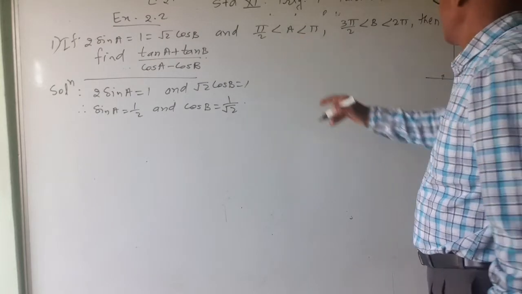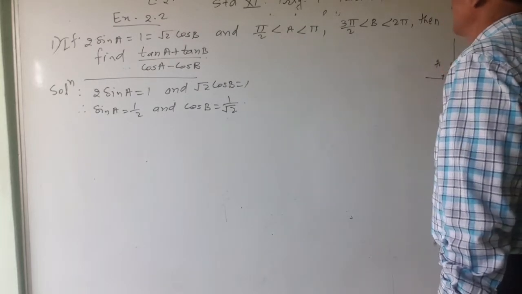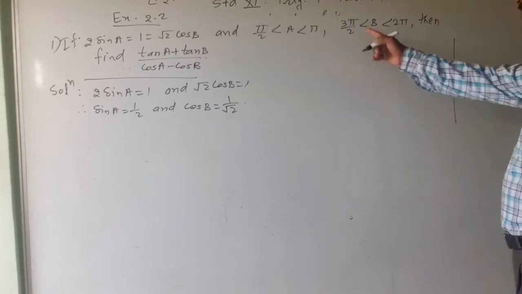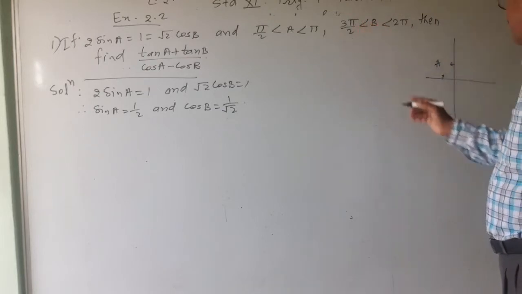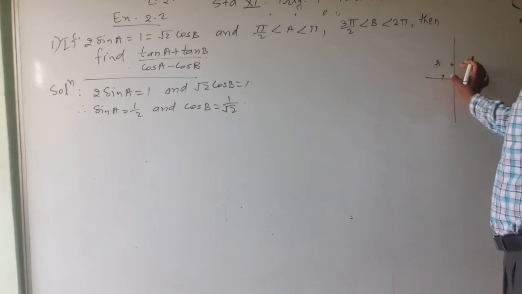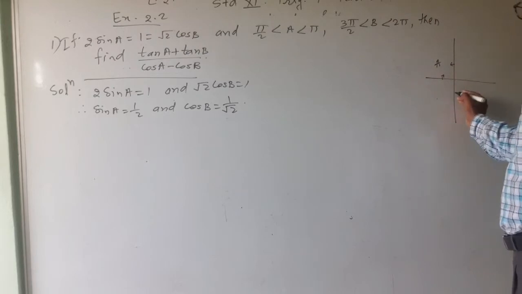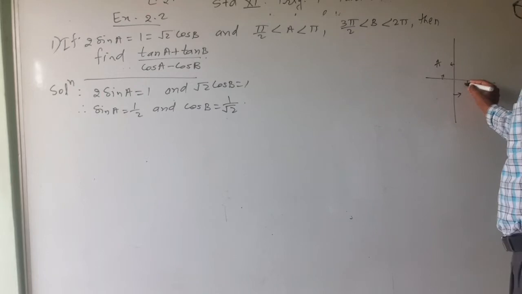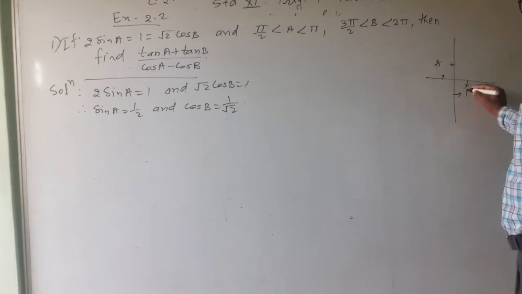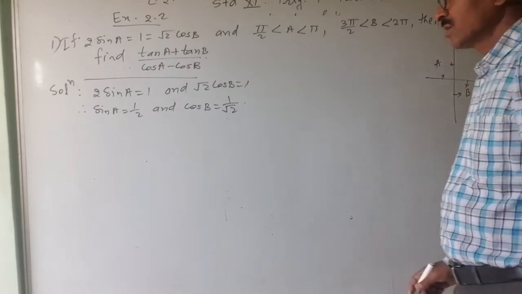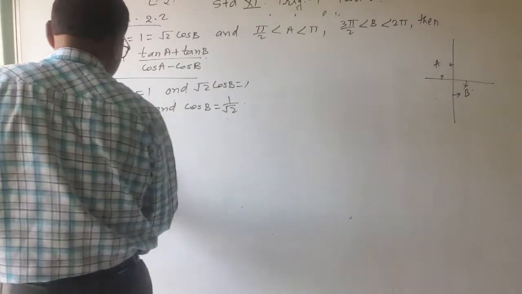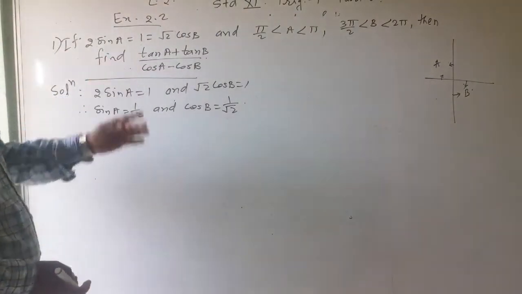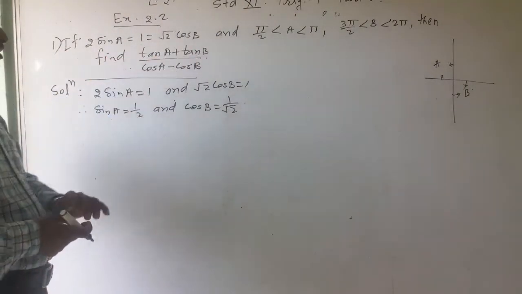So angle A is in the second quadrant, and B is greater than 3 pi by 2. This is pi by 2, 2 pi by 2, and this is 3 pi by 2. Greater than this means here, and less than 2 pi, which is 360 degree, means here. So the angle B is lying here. That is only for understanding purpose. I want tan A also and tan B also.